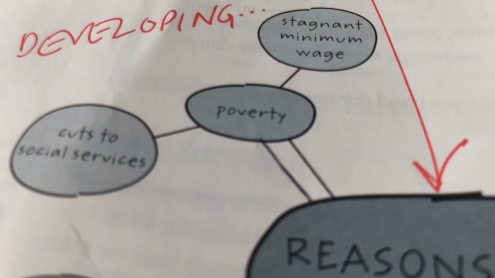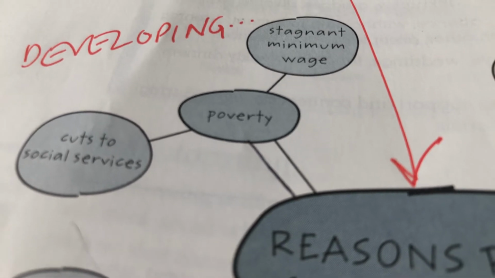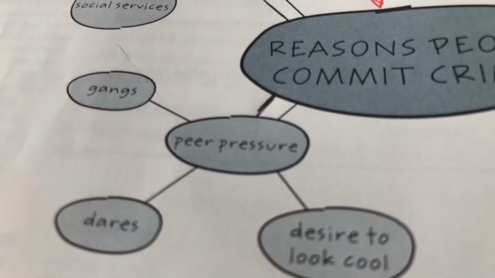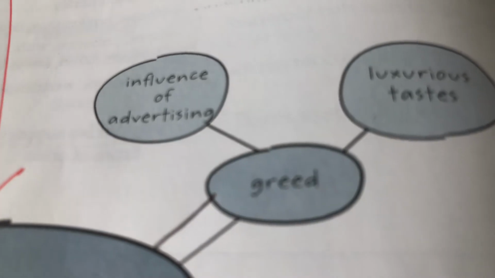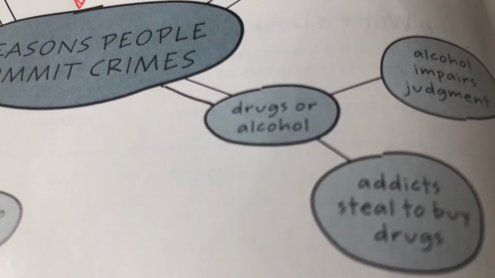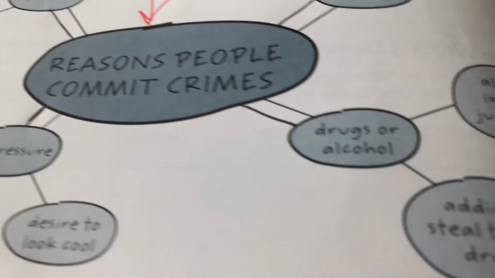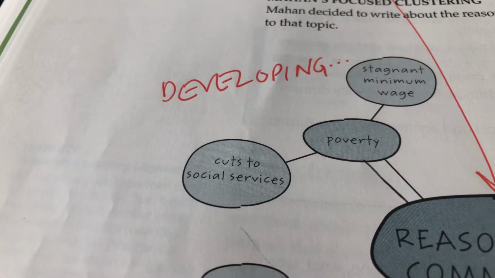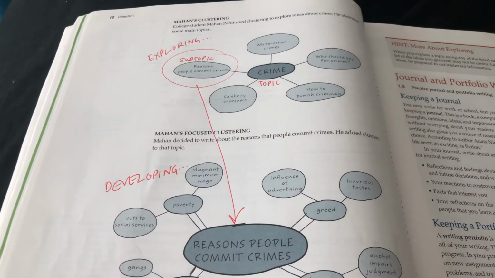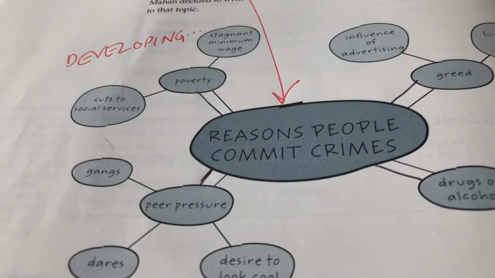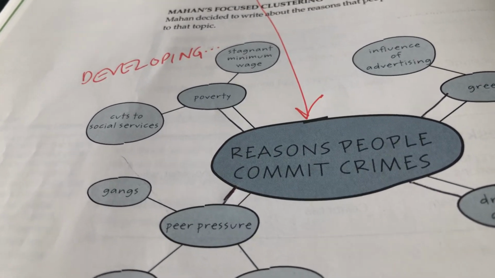Why do people commit crimes? Maybe poverty is a cause. Maybe peer pressure is a cause. Maybe greed is a cause. Maybe drugs or alcohol are the cause. And that's how we develop our ideas. I really recommend this clustering approach. It's a good visual way to develop your ideas for writing.